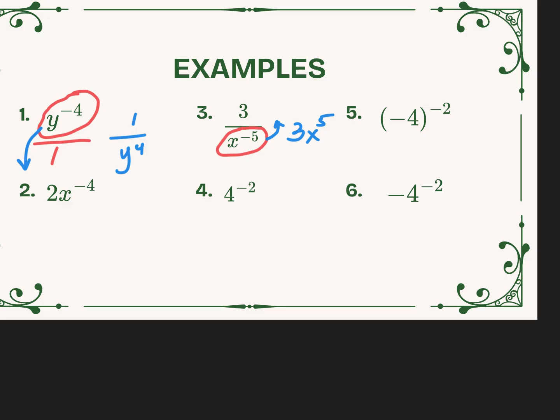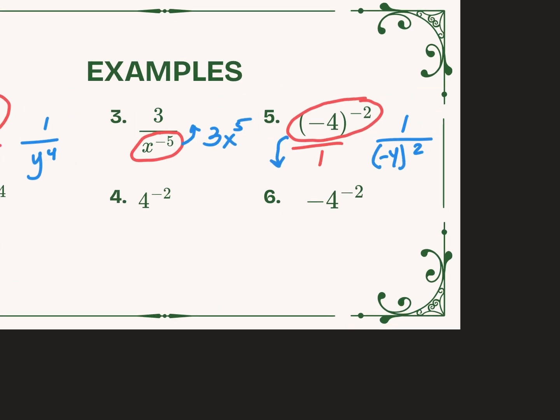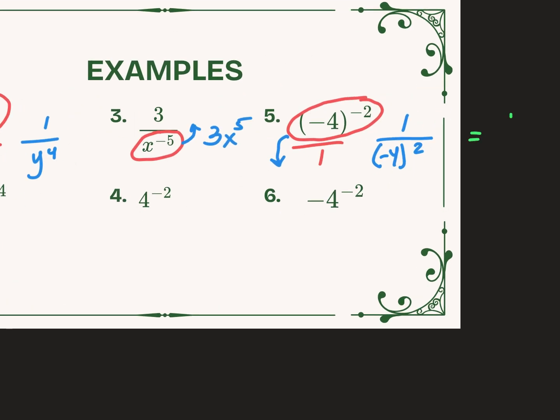Number 5, if I circle what is stuck to the negative exponent, it looks like this. So remember, this is over 1. So I'm going to take this whole thing and I'm going to move it down. This becomes 1 over. Your -4 stays negative. The only thing that changes is the exponent. Now, since that is a number, do we know what -4 squared is? Positive 16. So your answer here is 1 over 16. Whenever you can simplify, you need to simplify. But the only thing that changes signs is the exponent, not the base.